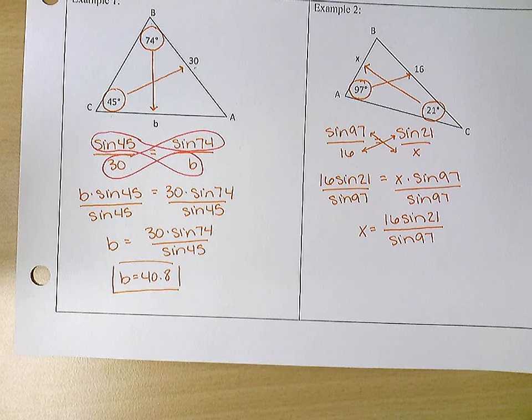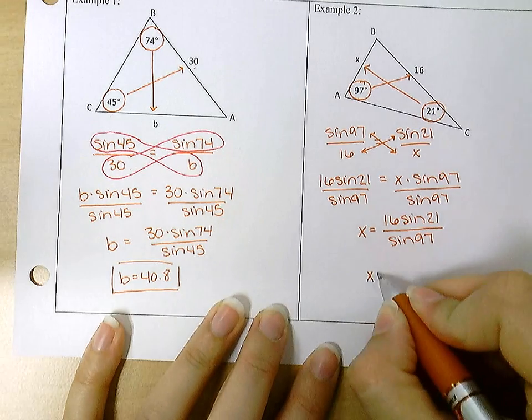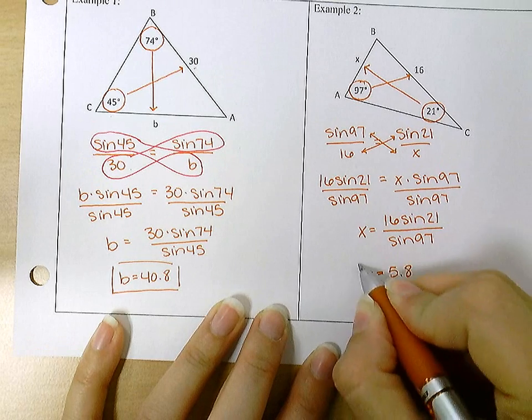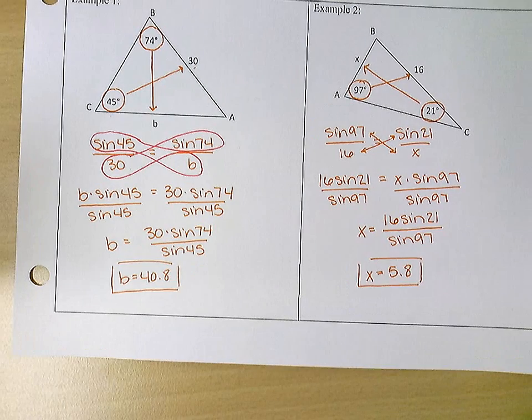Okay, so try and type that into your calculator. If you have a backwards calculator, you want to type in your angle, so 21, then press sine, then multiply by 16, then divide by, press 97, press sine, and then equals. Does that work? Okay, I got 5.8.